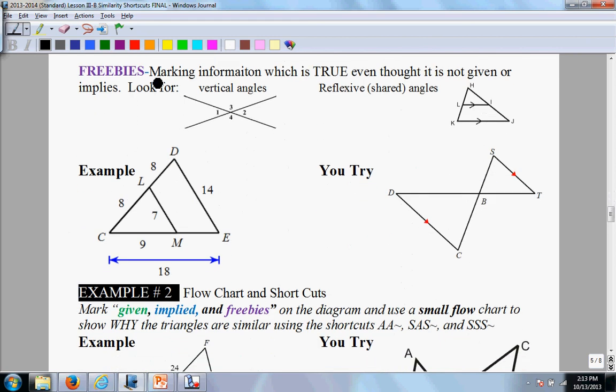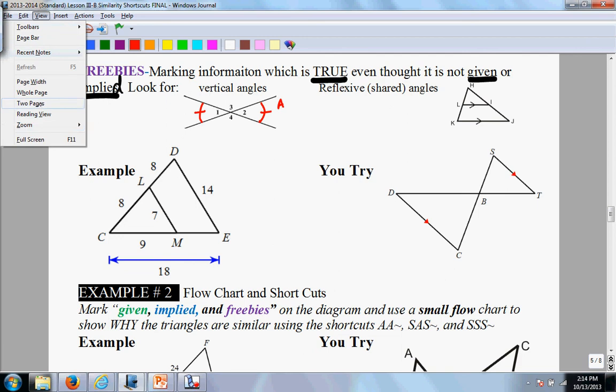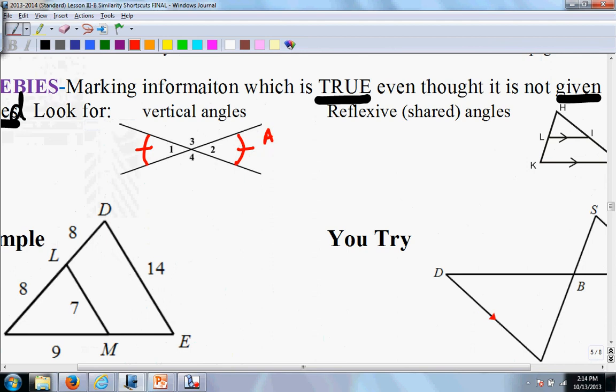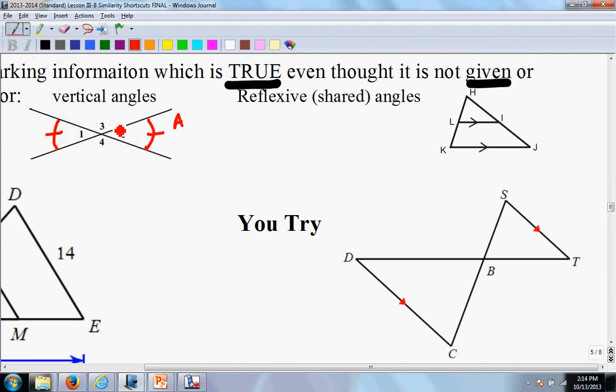Freebies is marking information that's true even if it's not in the given or implied. It's like an automatic given. And the most common freebies you need to watch out for are, of course, vertical angles. If you see them, you want to mark them congruent. And when you mark angles congruent, put a little A for angles. I'm blowing this one up. So vertical angles is one. Or take a close look here.